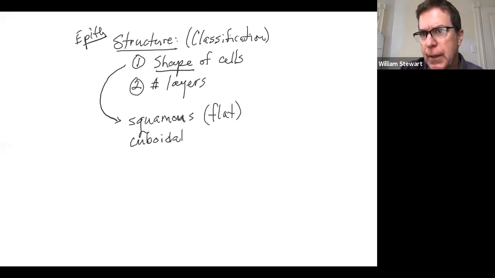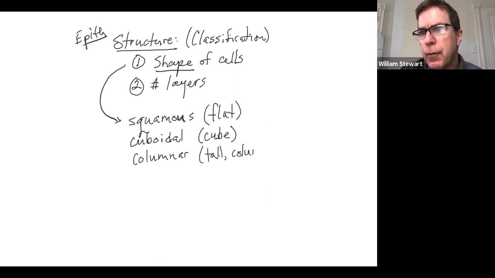Those are cuboidal, just like the name says, they're box-like or cube-shaped cells. And finally, columnar. You can see the word column in there. These are tall, column-shaped cells. All right? So that tells you the 3 choices of cell shape.